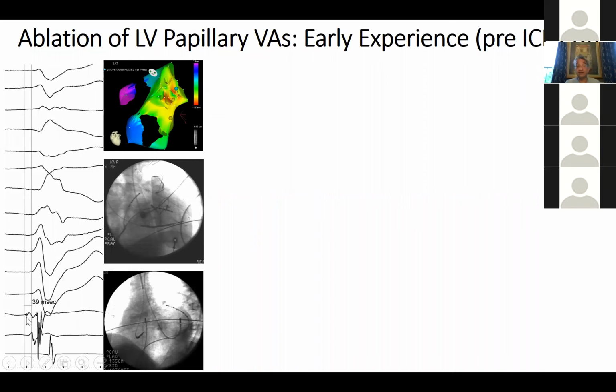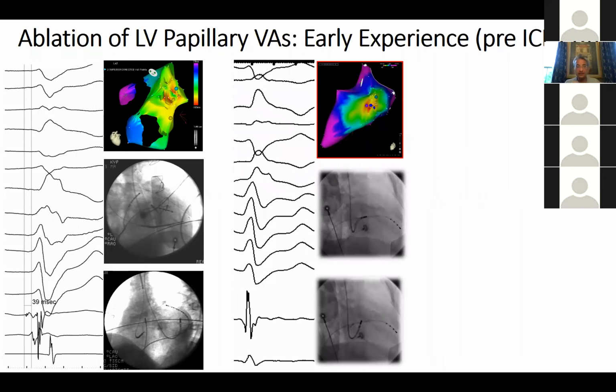Sometimes you get lucky, and in this particular case, we found a really, really early sharp potential preceding the QRS by about 40 milliseconds. We were successful here. But then again, as you go through some of these cases, it dawned on us. For example, this is another case where we localized the source of this PVC, which again looks like it's from the anterolateral papillary muscle with the knowledge we have now. But at that point in time, we thought this was in the mid-lateral LV.